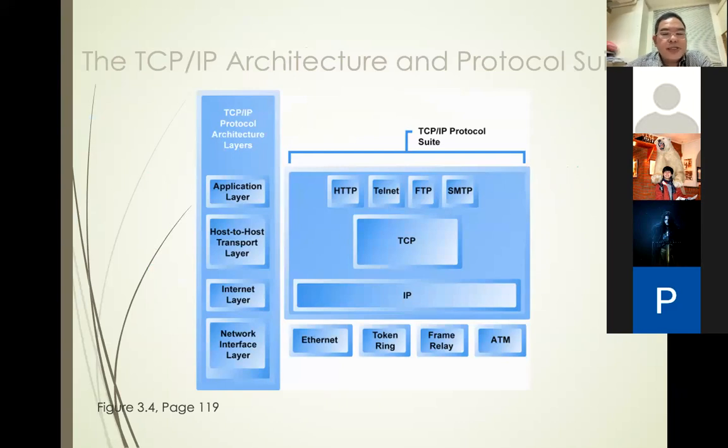So we talked about the protocol suites that we have to use as a standard, that is TCP/IP, the protocol suite including HTTP, Telnet, FTP, SMTP, Ethernet, Token Ring, Frame Relay, and ATM, in order to support the architecture layers from the lowest one, the network interface layer, to the internet layer, to the host transport layer, and the top one is the application layer.